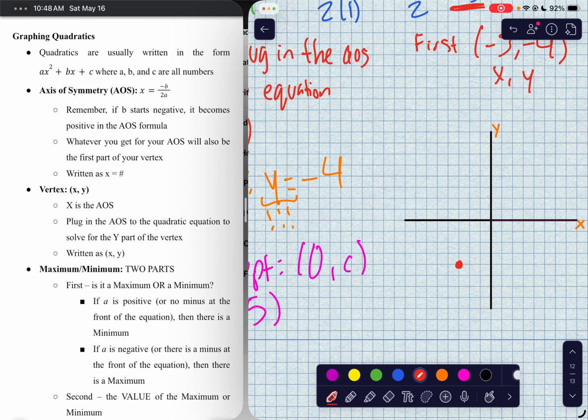Now, I'm also going to draw my axis of symmetry through my vertex. Now remember, it's an invisible line, so you don't need it on your graph, but it does kind of help us reflect the points as we're graphing.